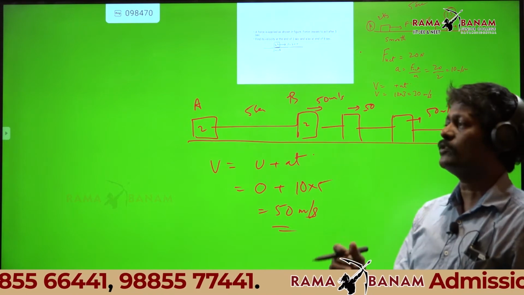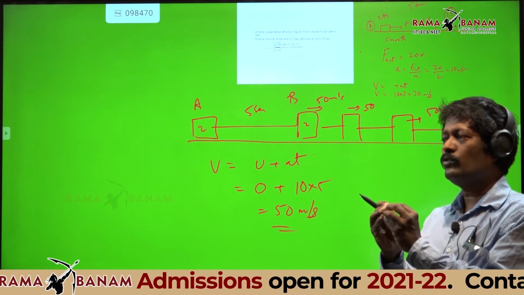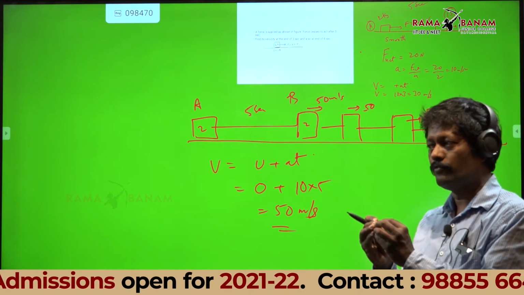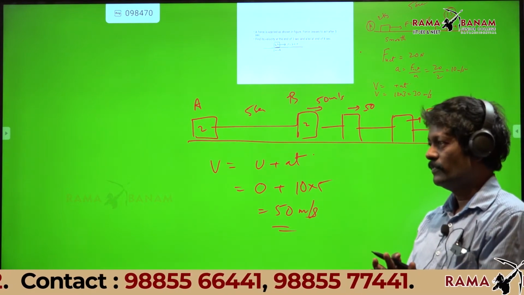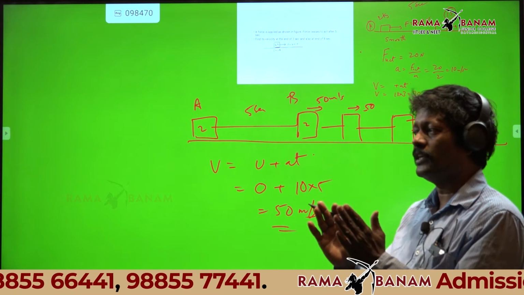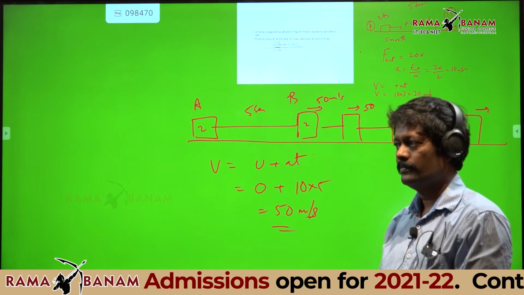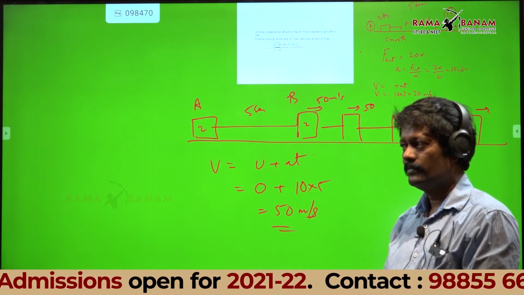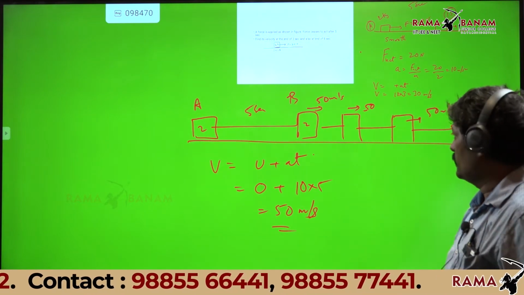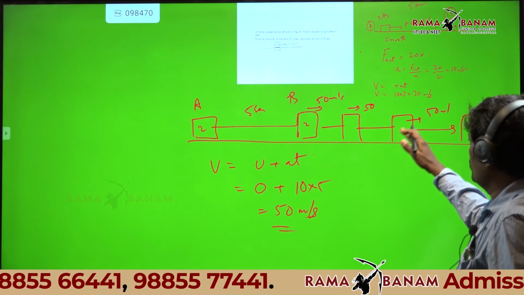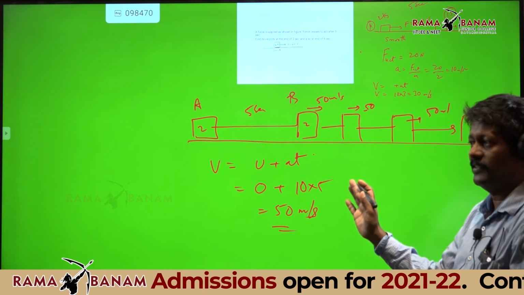So what you understood from this problem is that you have to know for how much time the force is acting. Afterwards, the body will continue with the same velocity in the absence of external force. At the end of 5 seconds, 50 meters per second. At the end of 6 seconds, 50 meters per second. At the end of 7 seconds, 50 meters per second. At 8 seconds also, 50 meters per second.